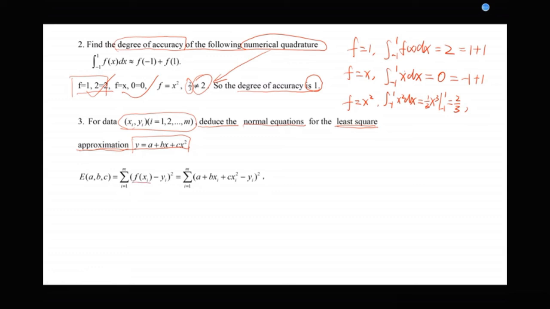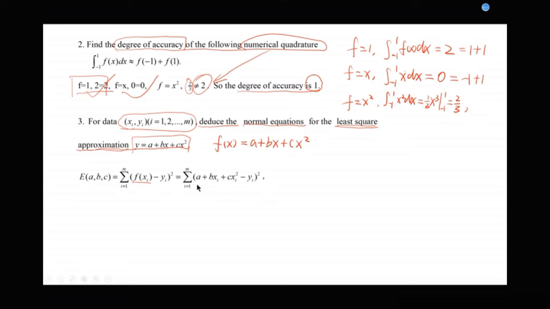So here, f(x) is a plus bx plus cx squared. Clear? So f(xi) minus yi is the difference from the data values, and compute the square. Then compute the summation for i from 1 to m, so the summation of errors. With f(xi) equal to a plus b xi plus c xi squared minus yi, then compute the square summation.